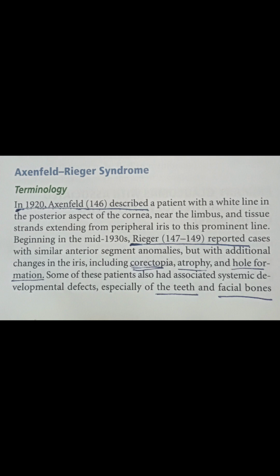Axenfeld-Rieger syndrome terminology. In 1920, Axenfeld described a patient with a white line in the posterior aspect of the cornea near the limbus and tissue strands extending from peripheral iris to this prominent line. Beginning in the mid-1930s, Rieger reported cases with similar anterior segment anomalies but with additional changes in the iris including corectopia, atrophy, and hole formation. Some of these patients also had associated systemic developmental defects, especially of the teeth and facial bones.